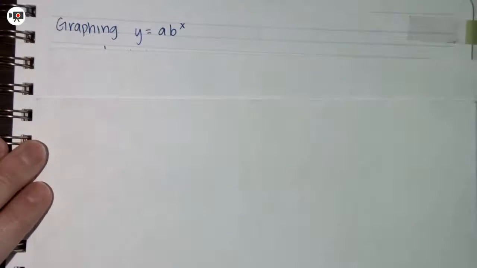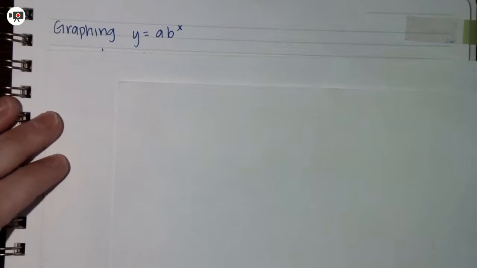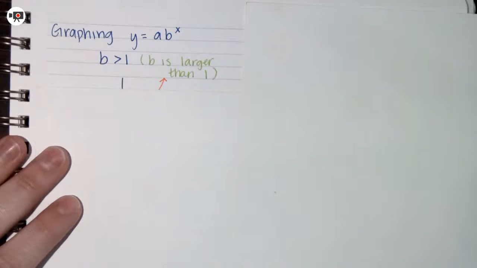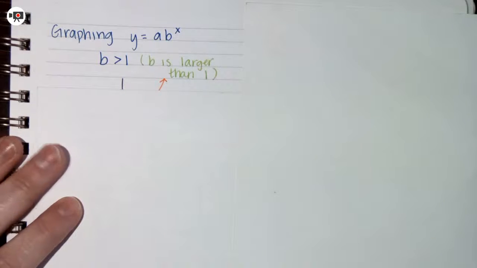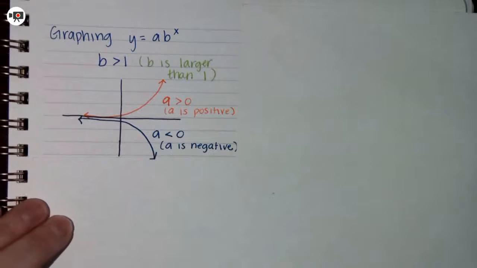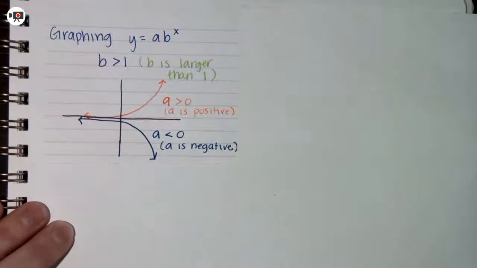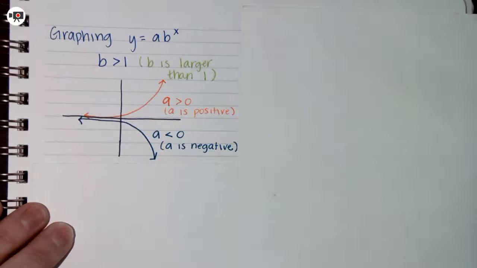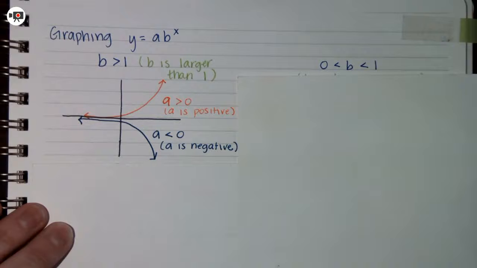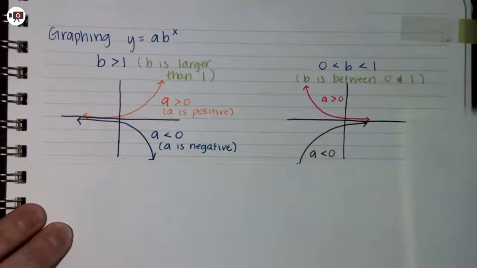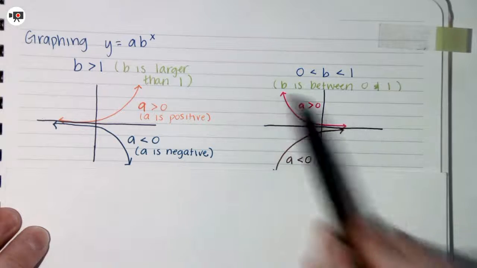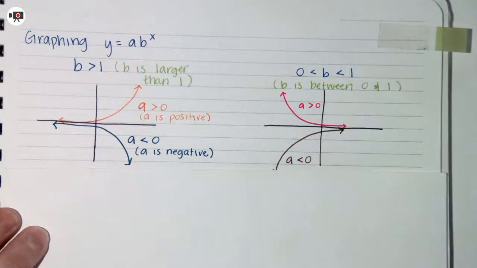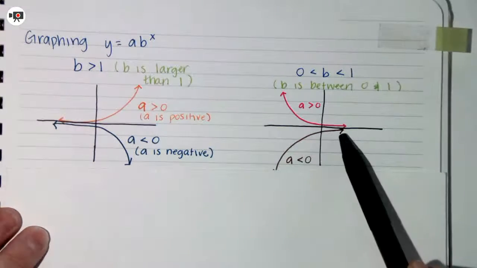Now when we graph exponential functions, there's a couple ways that they could look. If b is larger than 1, so the number that is being raised to an exponent is bigger than 1, it will look like a J, this orange one, or an upside down J. It depends if a is positive or a is negative. Now if b is between 0 and 1, then it will look like an L or an R. L-shaped if a is positive, R-shaped if a is negative.